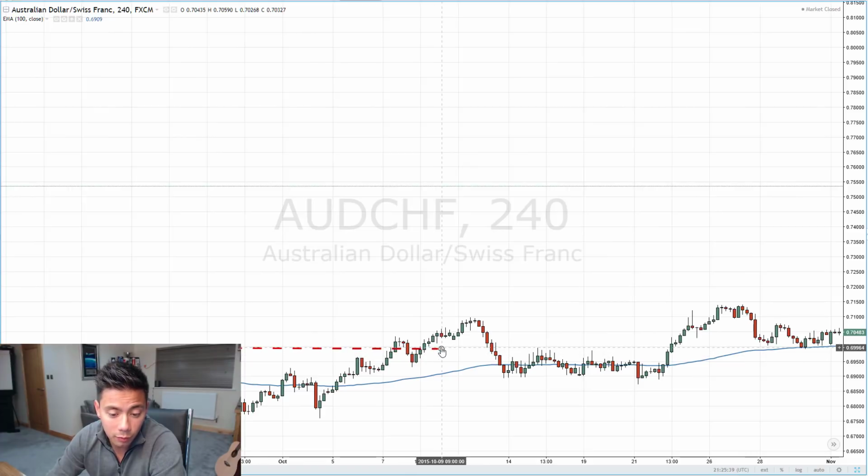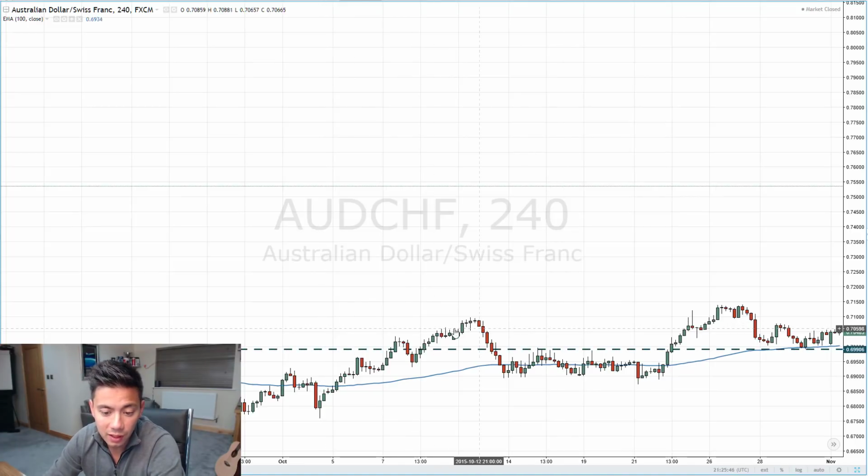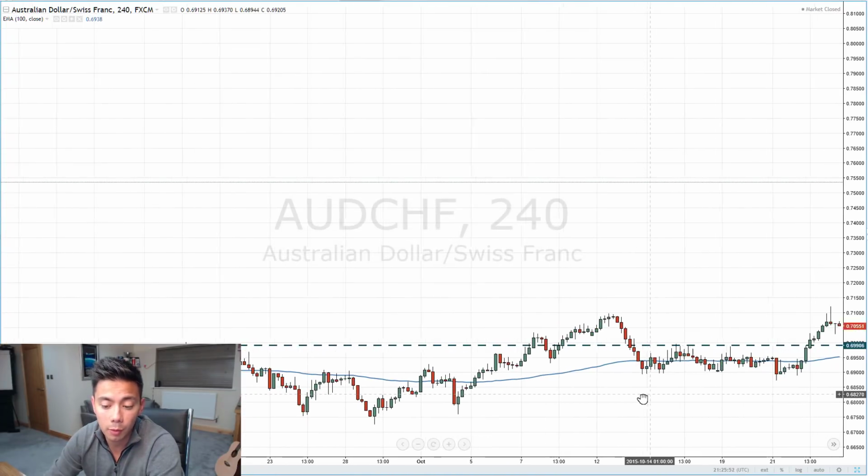So what do we do? We extend this line. Let me get rid of that and put in a horizontal line. So it was, where is it? Roughly at this point here. So we extend that line there. We wouldn't necessarily get in on the first break there, even though you could. You would want to wait for the market to confirm a little bit where it's going to go.